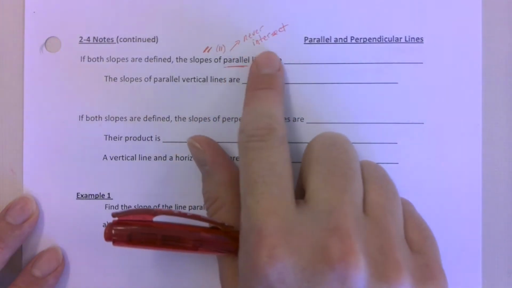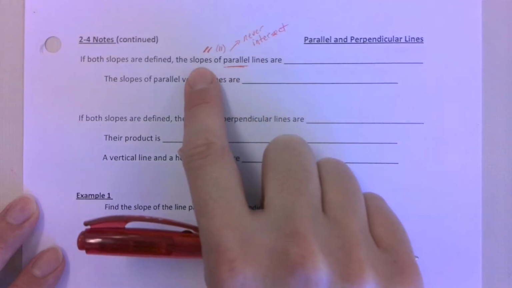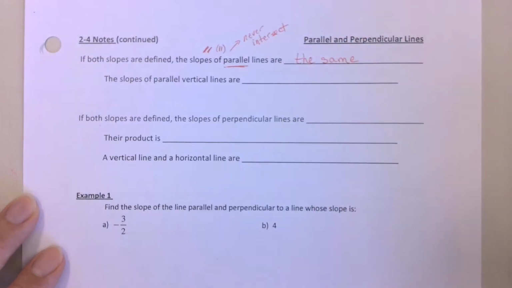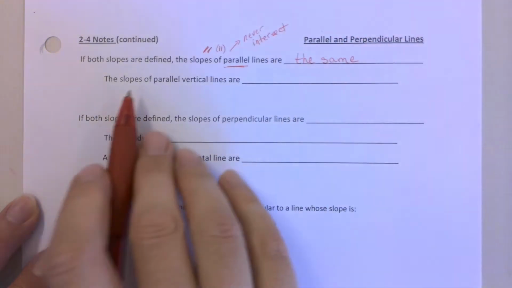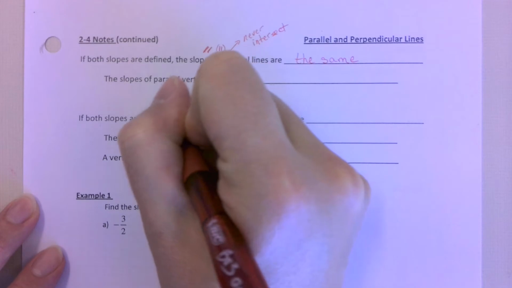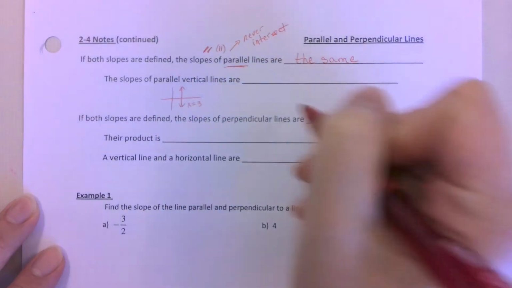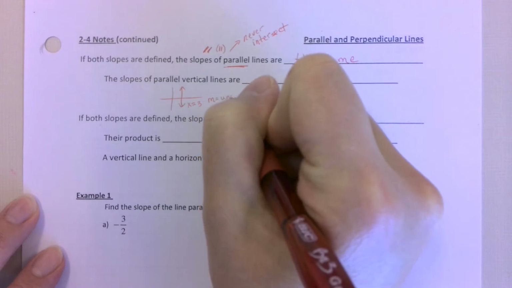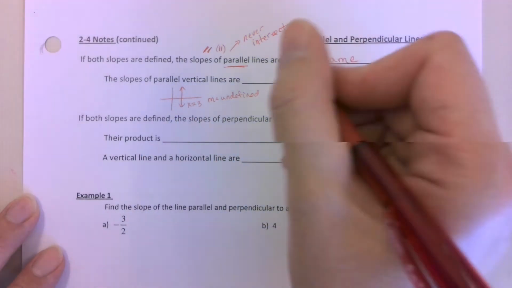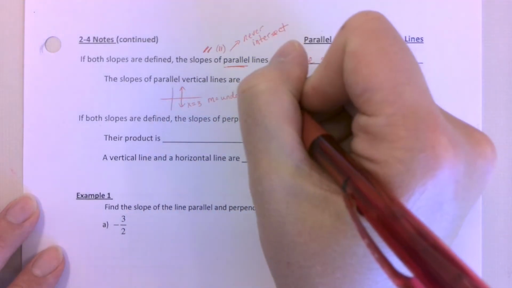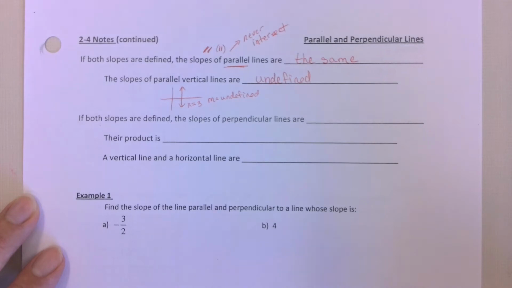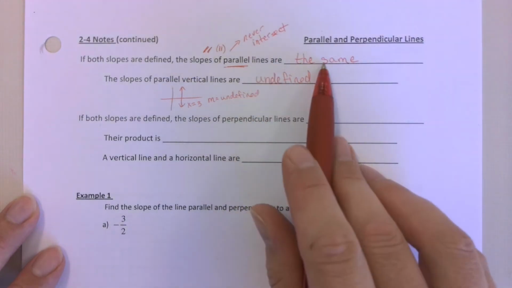So parallel lines never intersect, and the fact we're worried about is the slopes of parallel lines are always the same. Slopes of parallel lines are always the same. Now, if we have vertical lines, so here's my vertical line, let's say it's at x equals 3, I know that my slope is undefined. So all lines are parallel if they're vertical, and the slopes are always undefined. So the slopes of parallel vertical lines are always undefined. All right, so those are the two facts we need to know. They never intersect, they have the same slope.